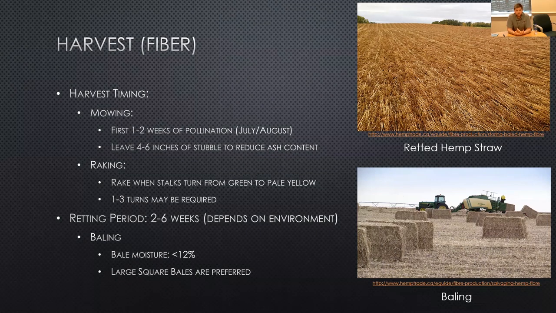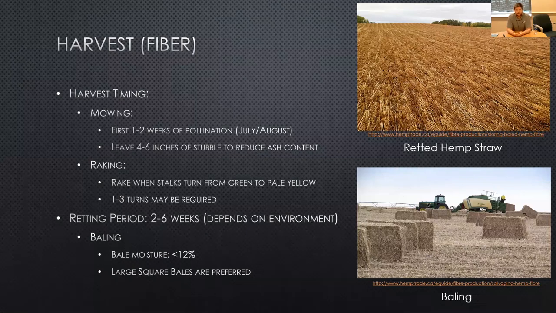Raking will occur once the stalks begin to turn from a green to pale yellow color. That will be the first time we start to rake. We could see that we need to rake this crop 1 to 3 times, just depending on how evenly the retting is occurring. The retting period will generally last 2 to 6 weeks, just depending on how dry or wet the environment is. The retting is essentially a controlled or semi-controlled rotting in the field. This is where microbial activity separates the bast fibers from the hurd, and allows for the processors to have much easier times separating those fibers from one another.